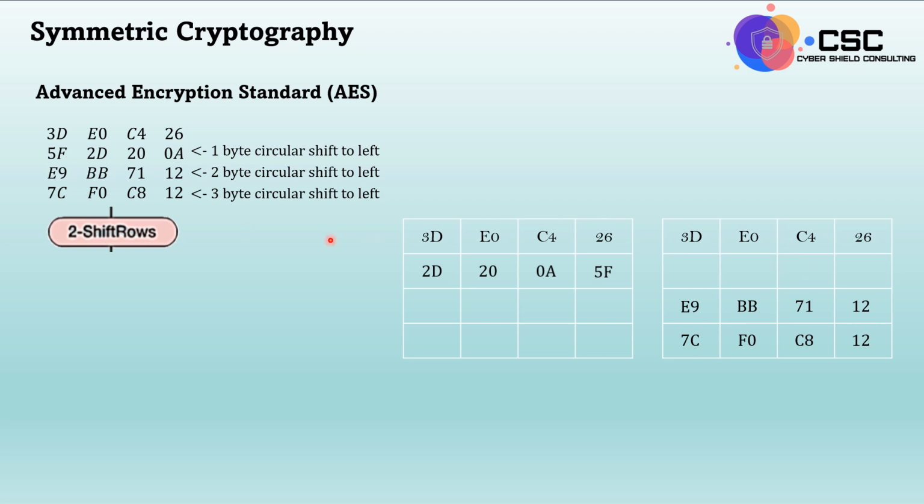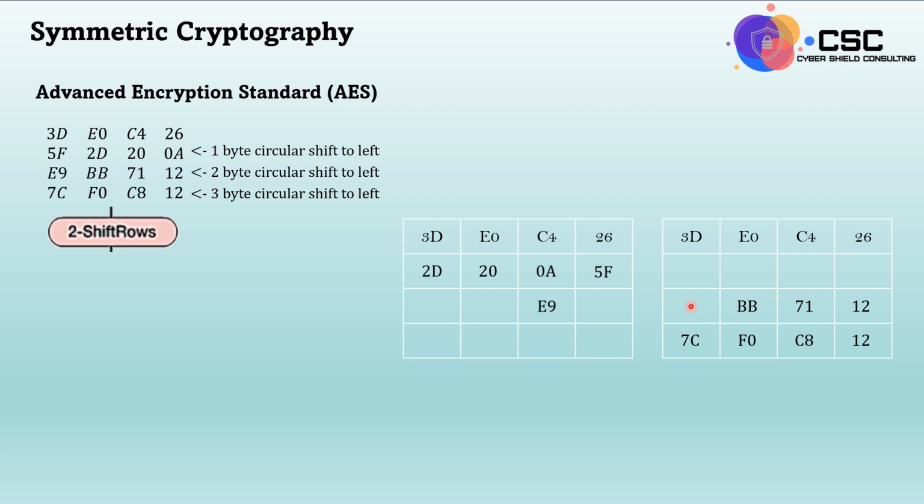Now if we go to row number 3, we need to do a 2 byte circular shift to the left. If I want to start with E9 and shift E9, I'll do a circular shift since it's in the first column, so it will go around. So this is 1, 2, so it needs to be in column number 3. That's why E9 will go in this box. And then the same for BB, we'll do a 2 byte shift.